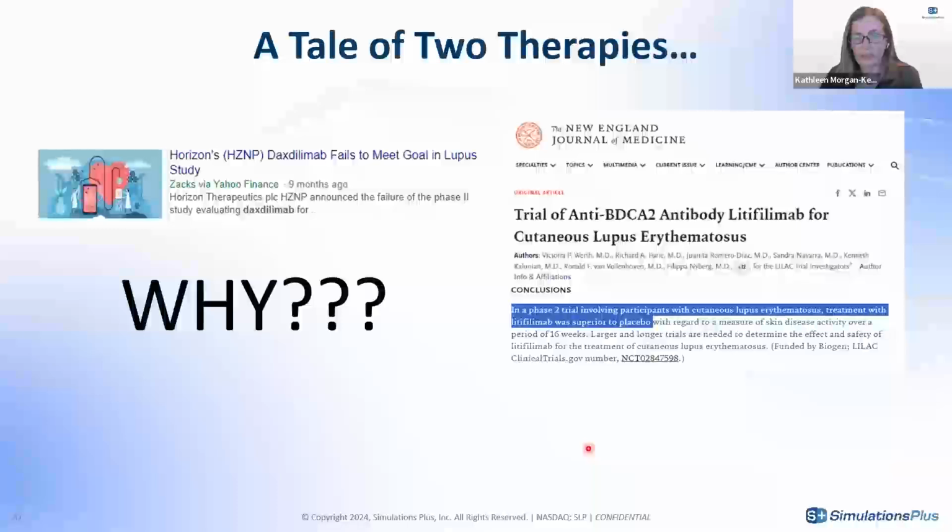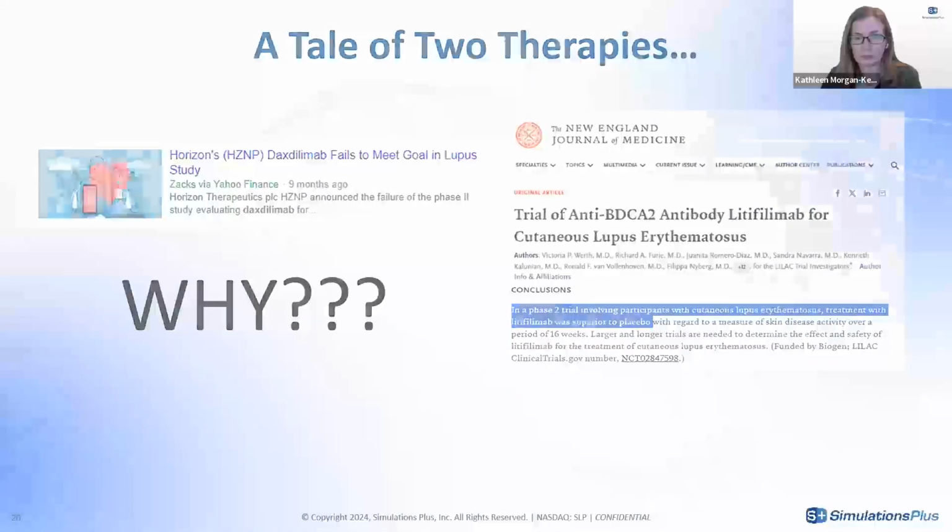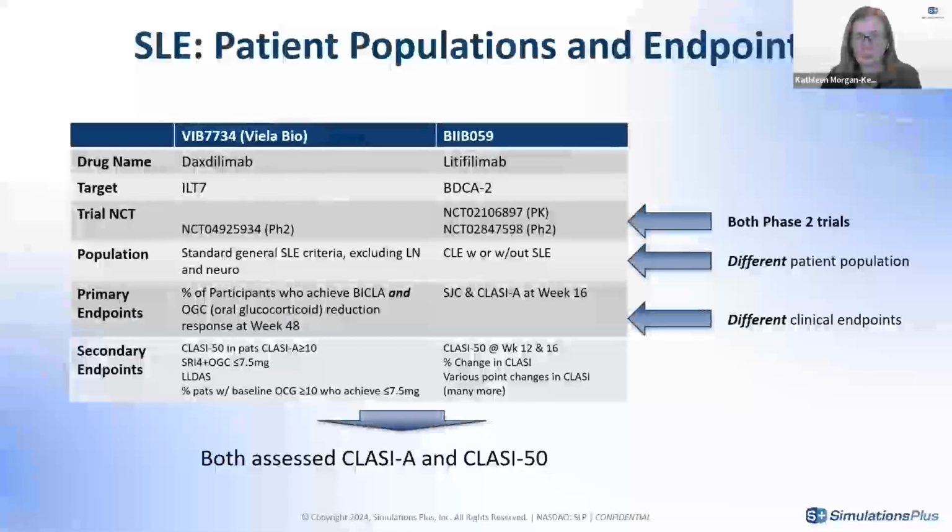At this point, this has resulted in a tale of two therapies: daxdilimab, which failed to meet its lupus study goals, and litifilimab, which was reported to be superior to placebo. To understand what happened, we start by comparing the two drugs and their clinical trials. They have slightly different drug targets, but both are expressed on PDCs.